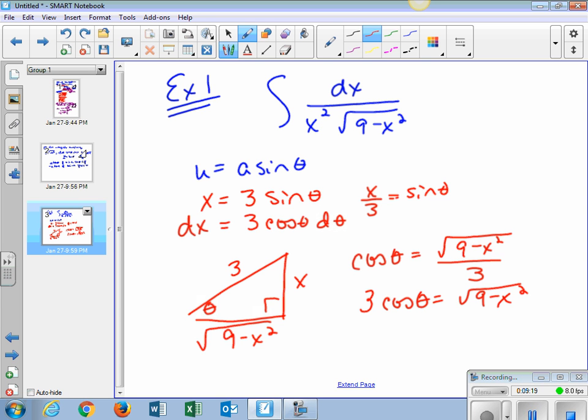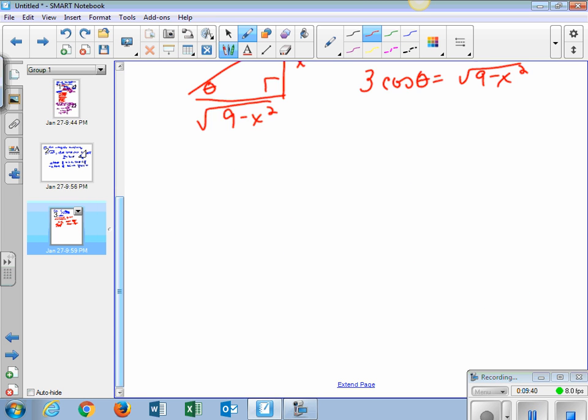Okay, so now we're going to substitute in. Wherever I see dx, I'm going to plug in my 3 cosine theta d theta. Wherever I see an x squared, I'm going to substitute in my 9 sine squared theta. And wherever I see my radical 9 minus x squared, I'm substituting in my 3 cosine theta. Okay, but unfortunately I have to extend my page and I'm not going to be able to see it.